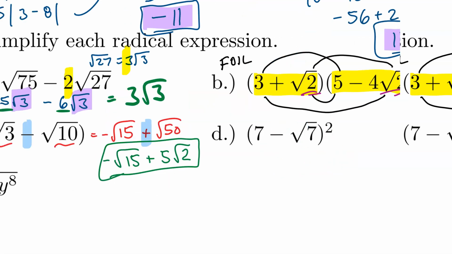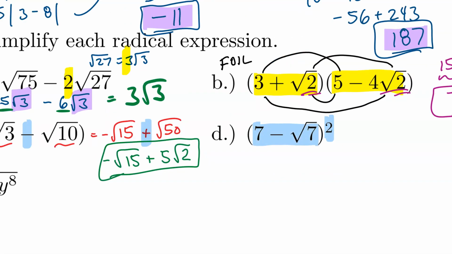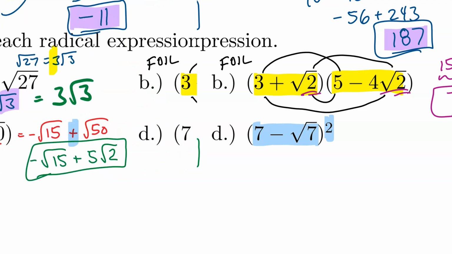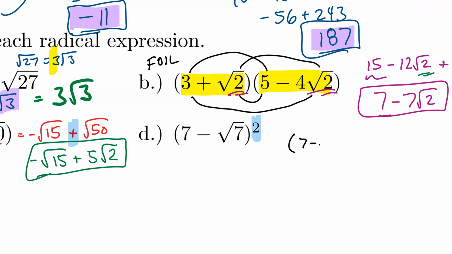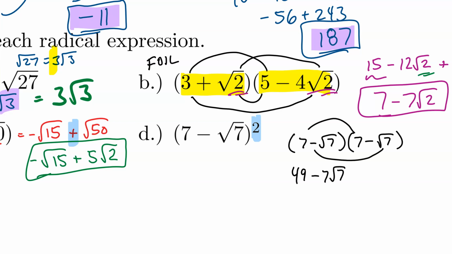Part D is asking us to square this binomial, which involves a radical. And so to do that, let me write the binomial next to itself, and we can FOIL, like we did in part B up above. I get 7 times 7 is 49. 7 times the square root of 7, I can't combine those, I just get negative 7 square roots of 7.